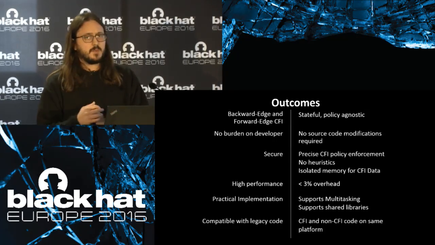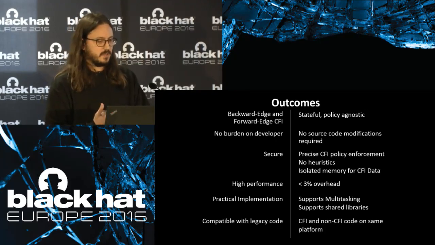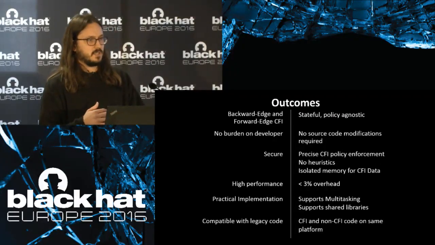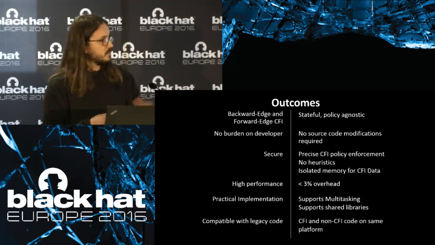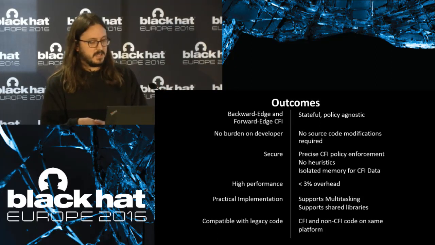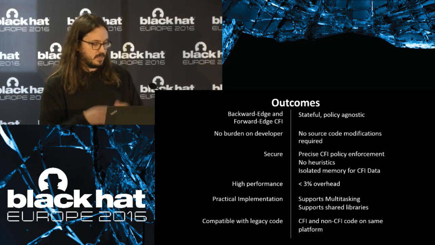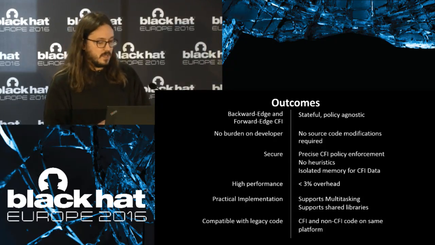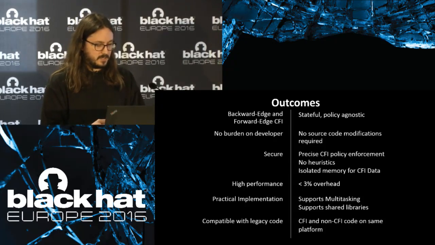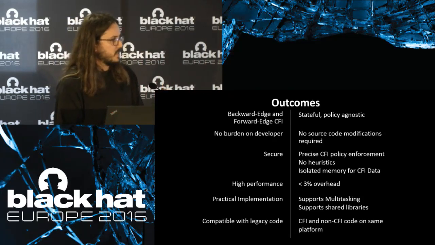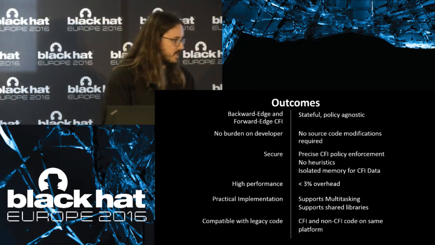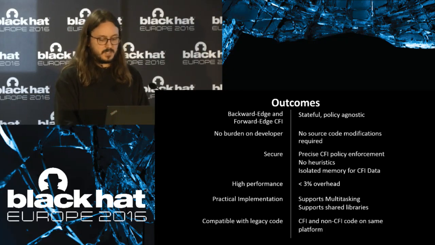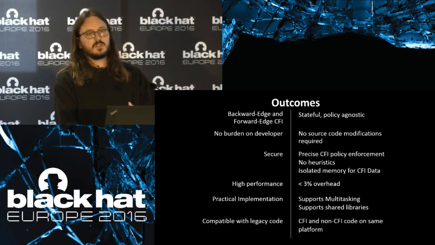We have precise CFI policy enforcement for both forward and backward edges with no heuristics incorporated, and we try to limit the amount of concessions. We'll go over what those concessions are, but we think they're good. We also have isolated memory for CFI metadata. It turns out that when we incorporate the entire system, it incurs less than 3% overhead as a worst case, which is pretty good in our estimation. It supports multitasking and shared libraries, so it's practical and can scale to complex software. We also have a mechanism for interoperability with legacy code, which is important because not everything that you're executing on your system is going to be instrumented with CFI protection.